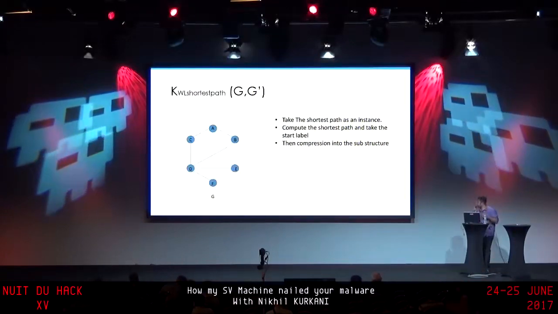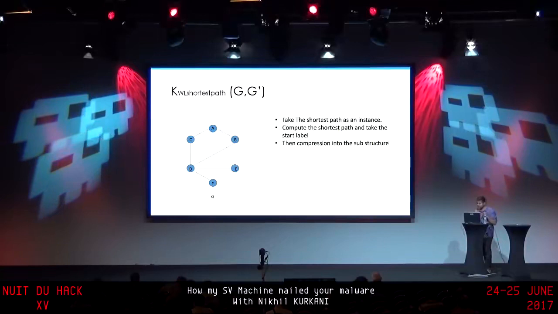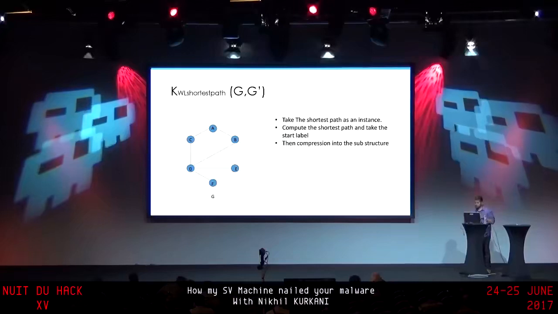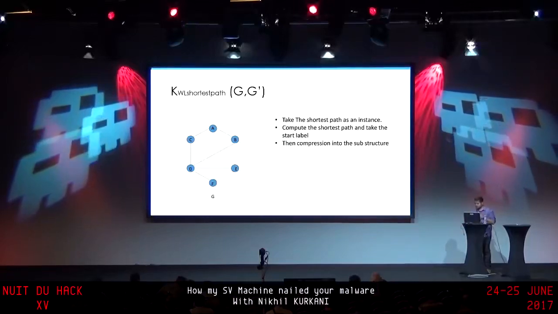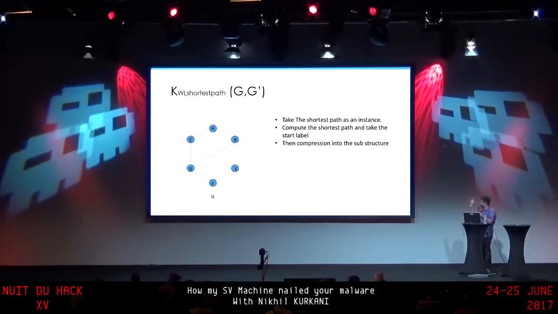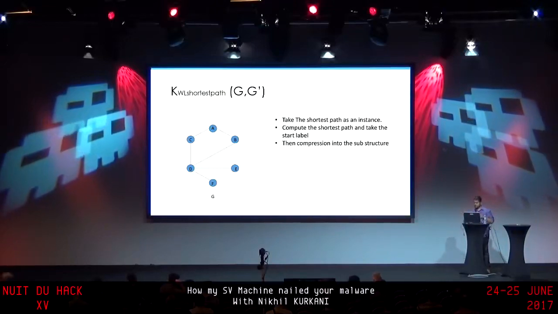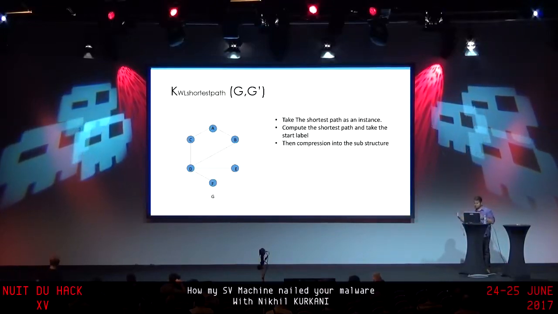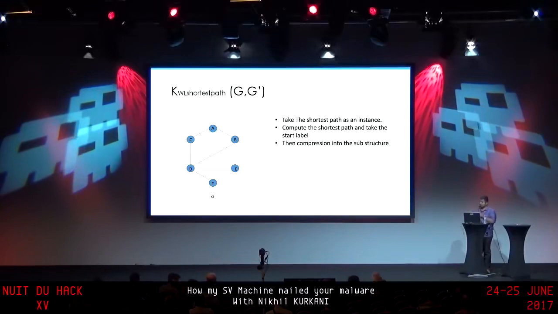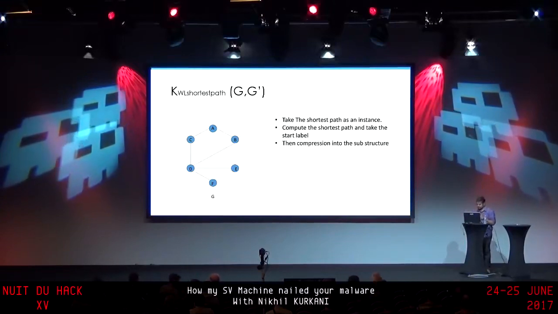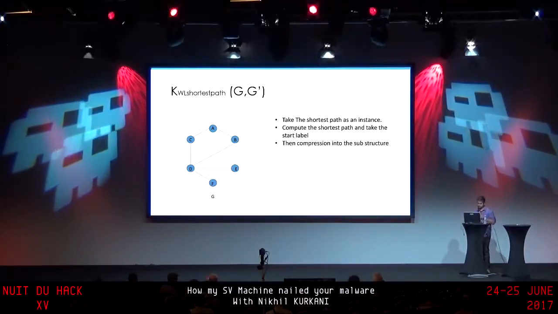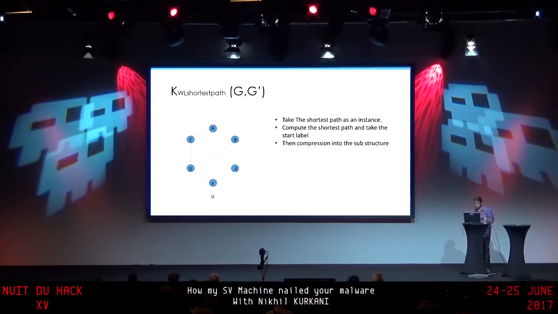The last would be the WL shortest path. This basically involves taking the shortest path. Here we are again going to be decomposing the graph into shorter paths or random walks. We use the shortest path as an instance, compute the shortest path, and take the start label, which is the source node. Then we go on with the sink node and the length of the shortest path, and we compress all of these into one substructure. Once we are done with that, this is how the whole Weisfeiler-Lehman graph kernel actually works.